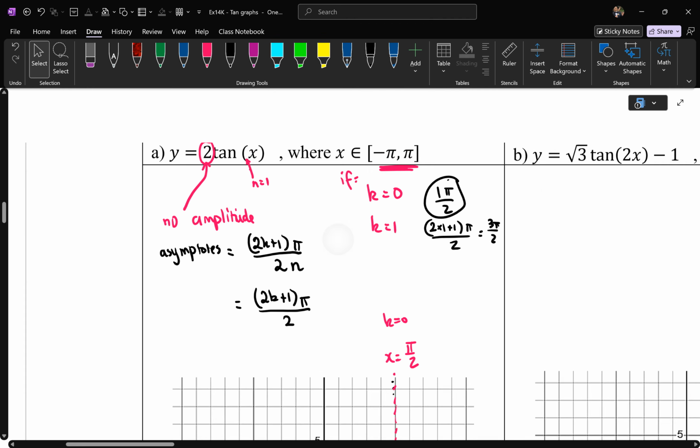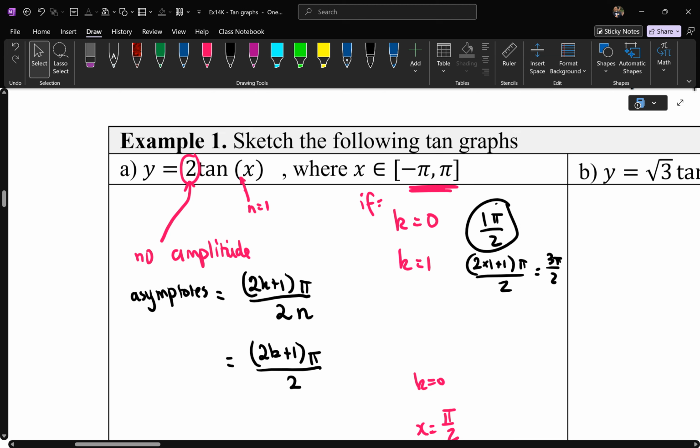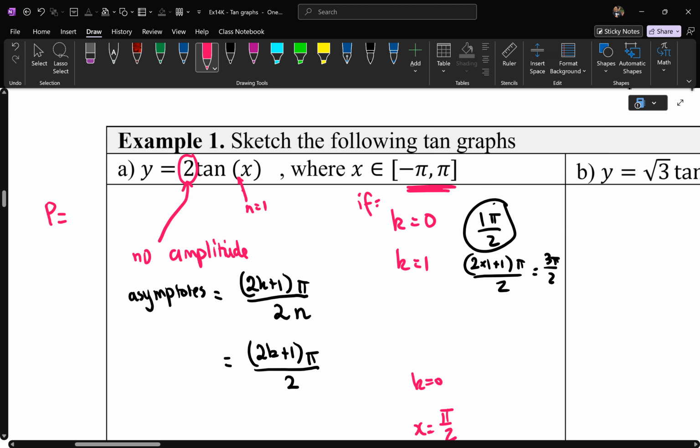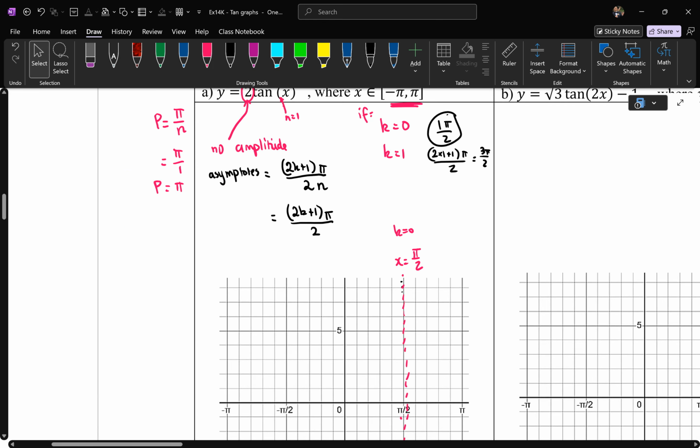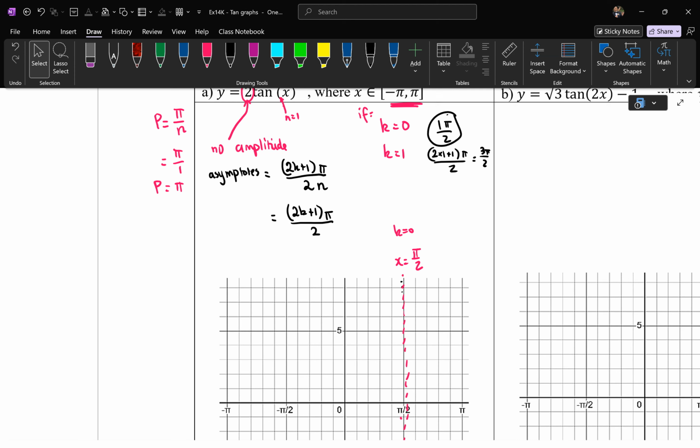Now let's work out the period. What's the period for this tan function? It's pi on n. N is 1. So the period for this graph is just pi. But if it's pi, this is your first asymptote. If you want to get to the next asymptote, just subtract pi. If you want to get this way, add pi. That's all it is. Just add pi, minus pi.